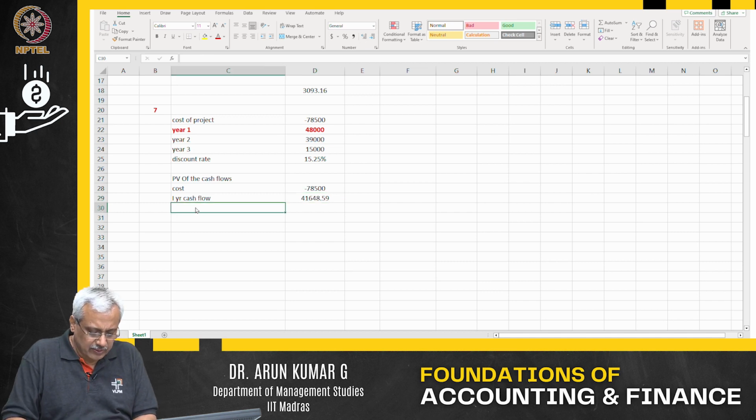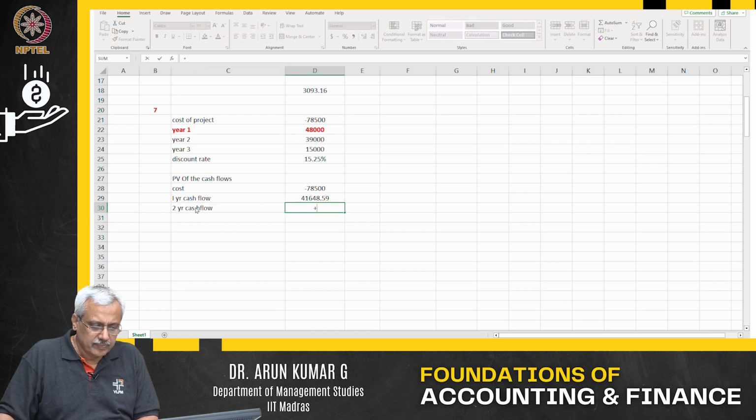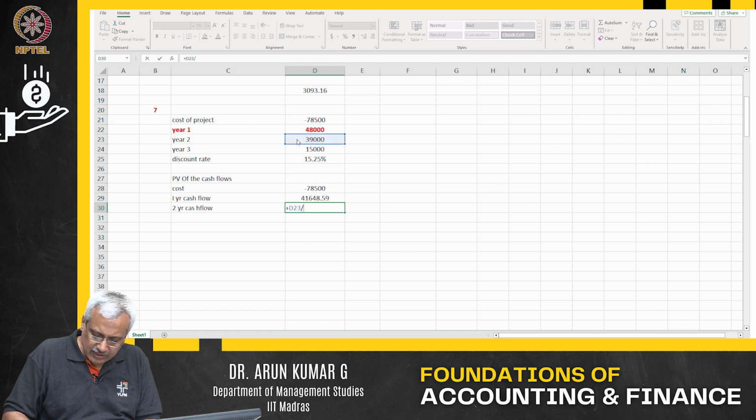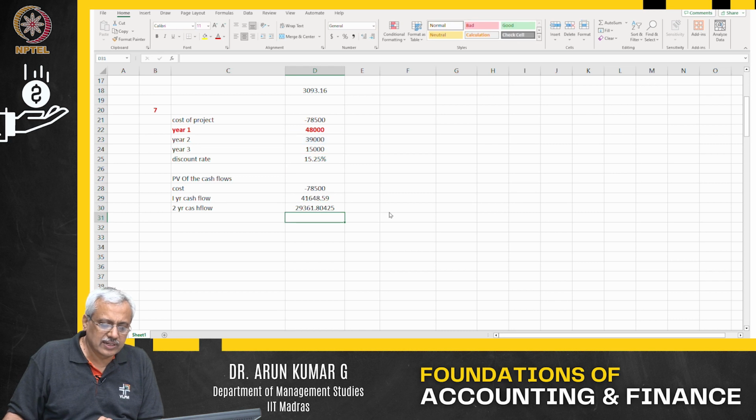Second year's cash flow. It is the same 39,000 I'm going to get. I'm going to get it after how many years? To the power of what? To the power of 2. Why to the power of 2? Because I am going to get it at the end of 2 years. And this is the value of what I get at the end of the second year, as of today. Present value, PV.